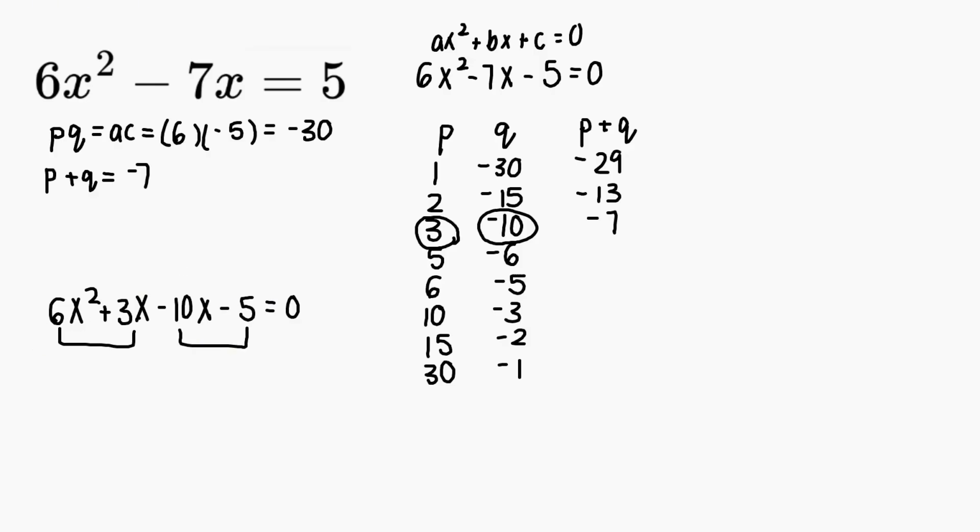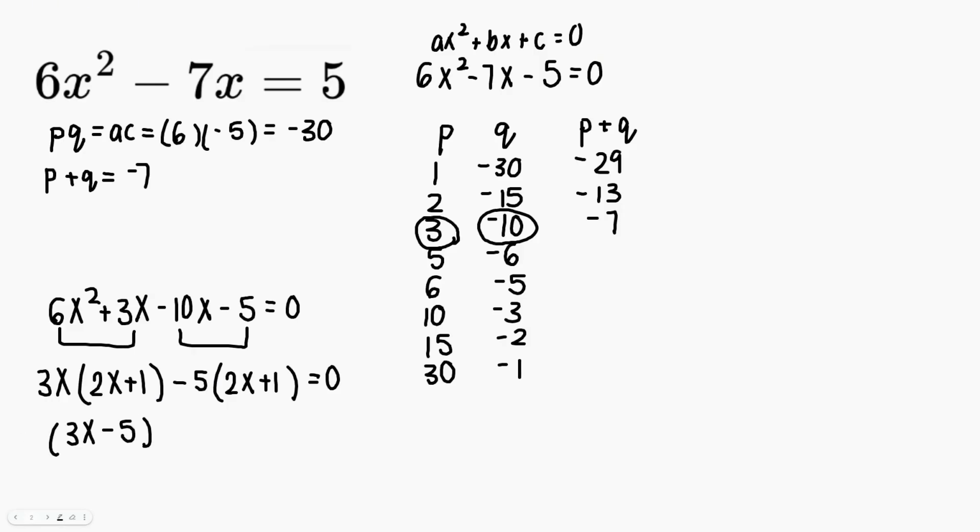So 6x and 3x, we can group out a 3x. Gives us 2x plus 1. And here we can group out a negative 5. So let's do that. We get negative 5, we get 2x plus 1. Now we can group out the 2x plus 1. Gives us 3x minus 5 and 2x plus 1 equals 0.